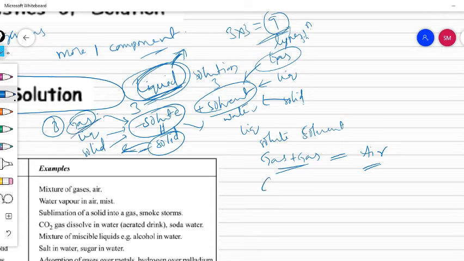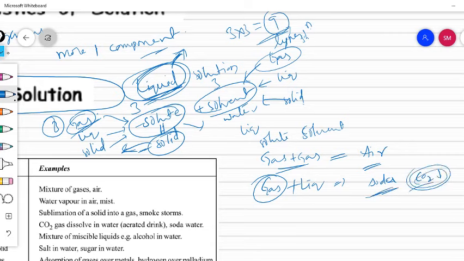Okay, now gas in liquid. Have you ever seen soda, where carbon dioxide gas is dissolved in the water? Okay, so this is the best example of gas in liquid. Okay, and gas in solid.